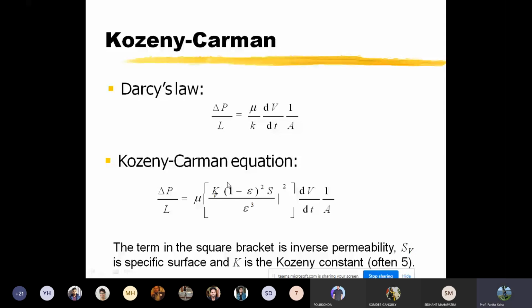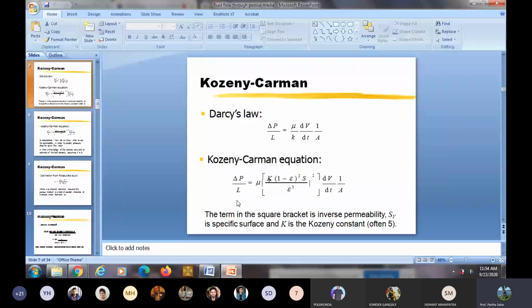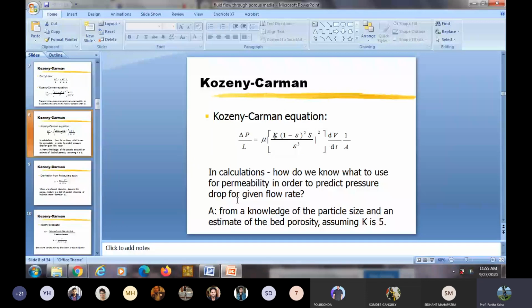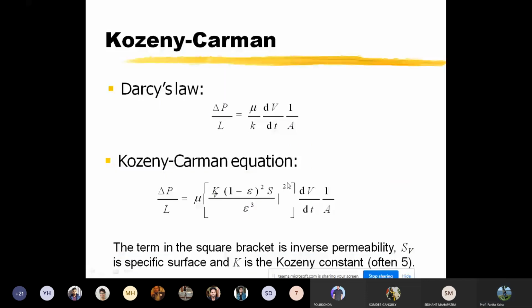It is actually here, it is K, here it is S. The relationship is that this is one over K. It is called K into 1 minus epsilon whole square times S square divided by epsilon cube, where epsilon is the void fraction, and K is the Kozeny constant and S is the specific surface area. So here you can see this K, you just substitute the value of K here, and the equation becomes like this. So this is called the Kozeny-Kármán equation.